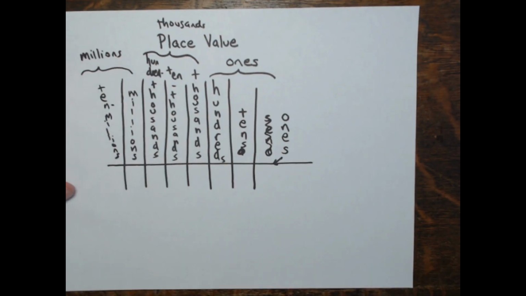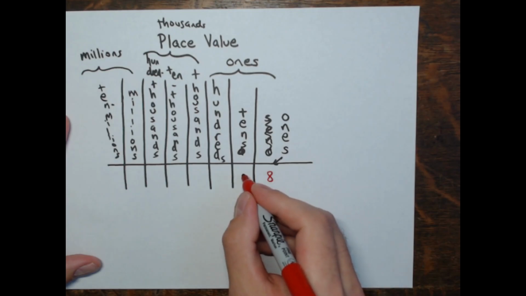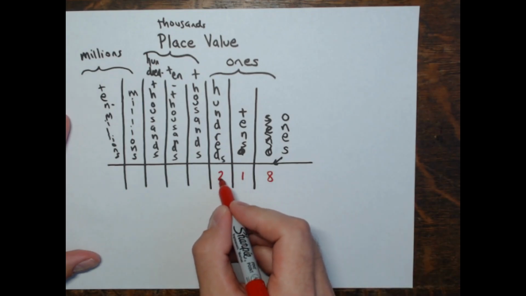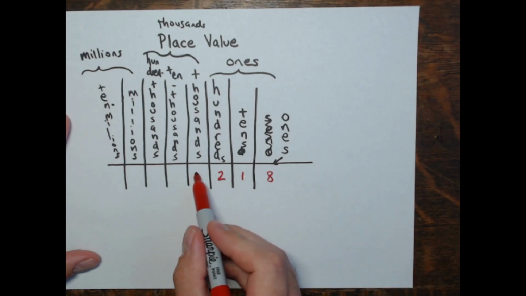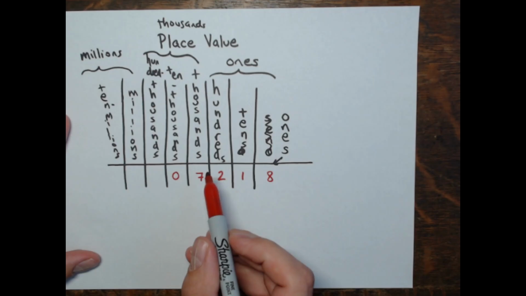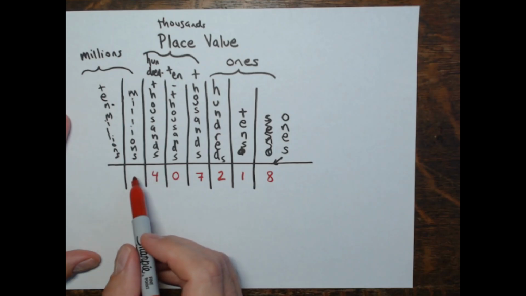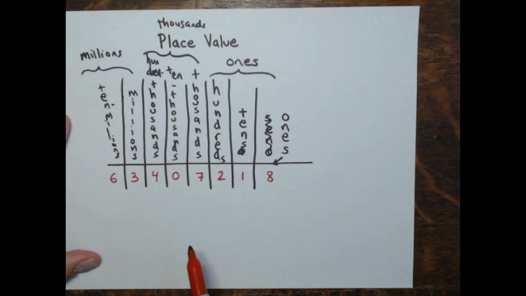I'm sorry about the crappy writing. And then I'll write the number out they gave us. The 8 in the ones place on the far right. Then 1 in the tens place. 2 in the hundreds place. 7 in the thousands. 0 in the 10,000s. 4 in the 100,000s. 3 in the millions, and 6 in the 10 millions.